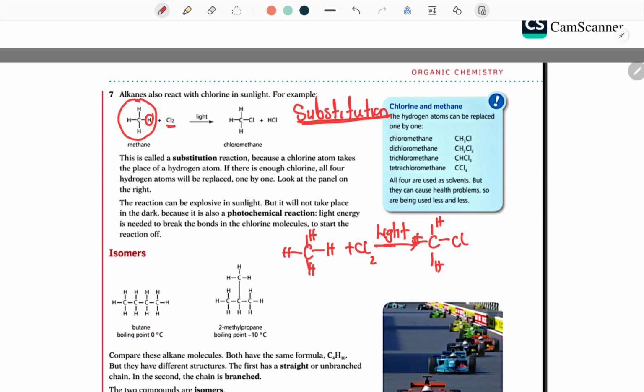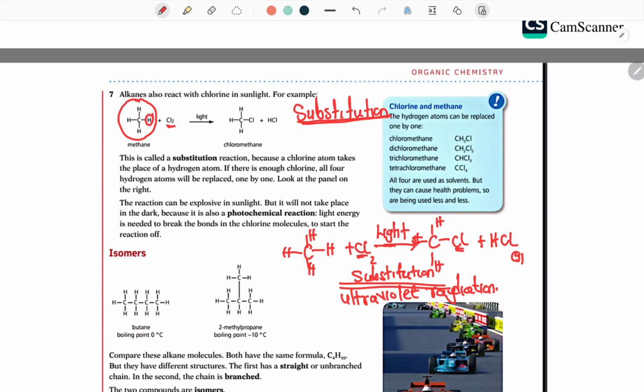Then the hydrogen which was here is going to combine with the remaining chlorine to form hydrogen chloride gas. This is a gas. This is not hydrochloric acid, it is hydrogen chloride gas. So this equation is called a substitution reaction. Now, important multiple choice question: where does it take place? It takes place in the presence of ultraviolet light or ultraviolet radiation.